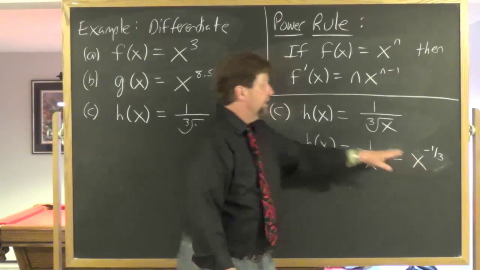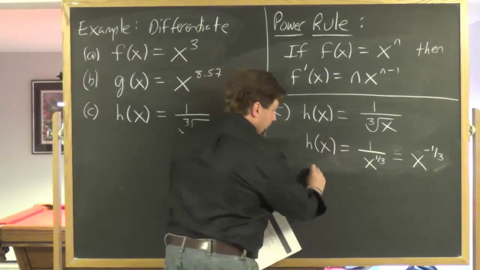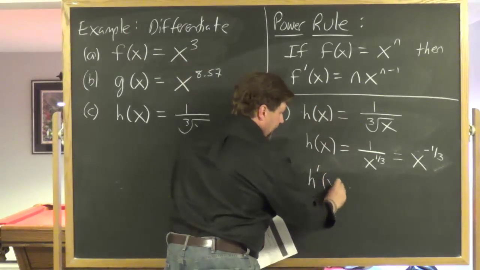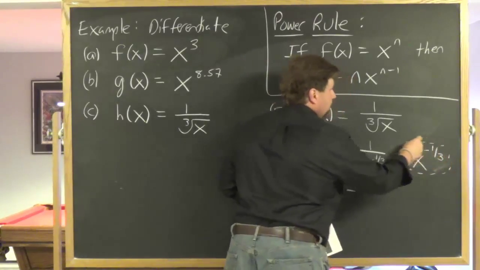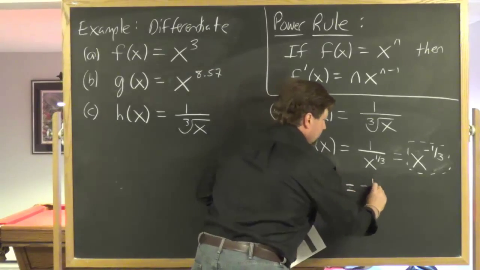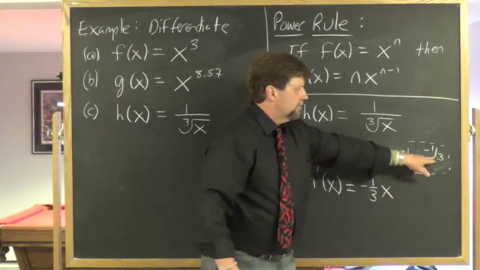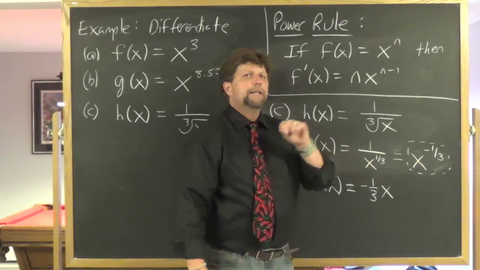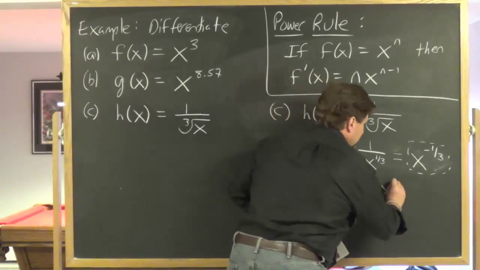I can get the derivative using the power rule. So here we are getting the derivative using the power rule. H prime of x is, so I look at this, I use the power rule, I bring the negative 1/3 out front, and then I subtract 1 from the exponent, so negative 1/3 minus 1, that would be a negative 4/3.